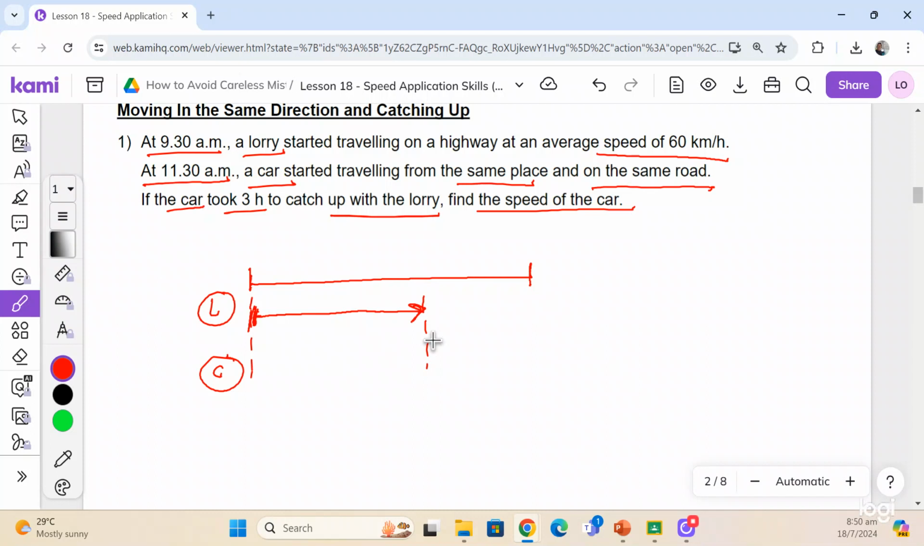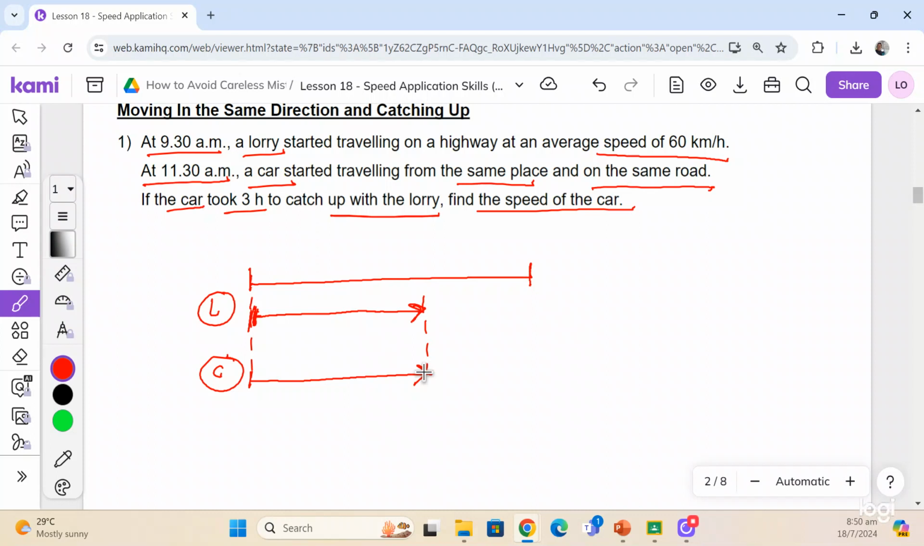The car started later on the same road and caught up with the lorry. So when the car caught up with the lorry, it shows that they are beside each other. They are at the same place at the same time. That is called catching up. So when you catch up with somebody, then you are faster and you travel in a shorter time, and you have a higher speed. So that's why you caught up, right? You caught up with the person.